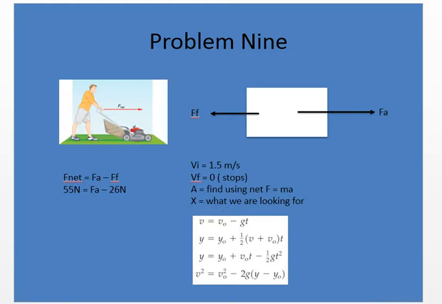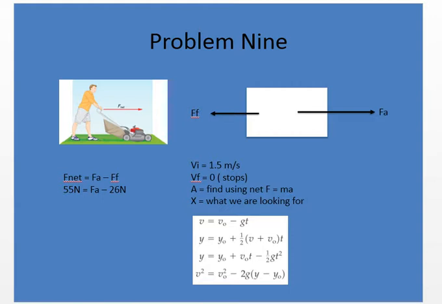Friction opposes you, it slows you down. So the net force in this case is equal to the force that you're pushing with minus the friction force. They told you that the net force was 55 newtons, and they told you that the friction force was 26 newtons. So now you can just plug and chug and find the force that you're pushing with on the lawnmower.